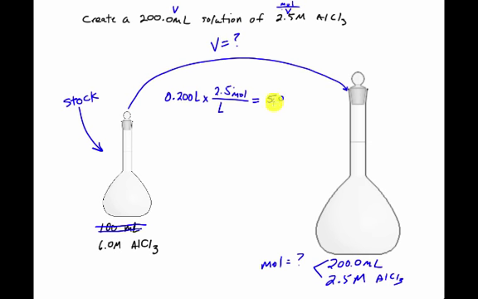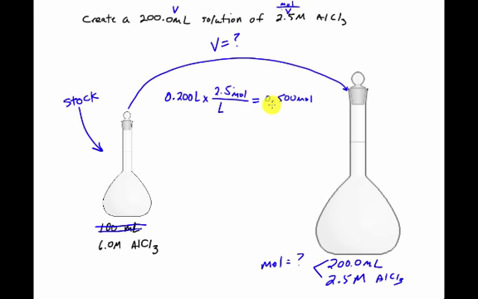Or 0.5, I think it's 0.5 now that I think about it. 2.5 times 0.2, of course, it should be, yeah, that's what I thought, 0.5. Okay, so this is 0.500 moles. So that's really the number of moles that I want to have in this flask here. Okay, where are those moles going to come from? They're going to come from my stock solution.